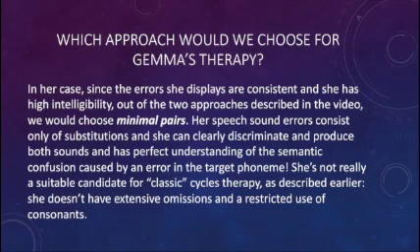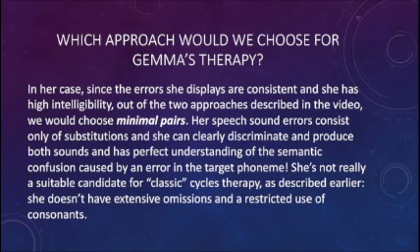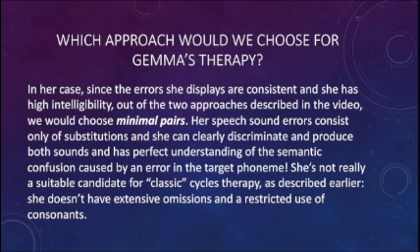So, which approach would we choose for Gemma's therapy? In her case, since the errors she displays are consistent and she has high intelligibility, out of the 2 approaches described in the video, we would choose minimal pairs. Her speech sound errors consist only of substitutions, and she can clearly discriminate and produce both sounds and has perfect understanding of the semantic confusion caused by an error in the target phoneme. She is not really a suitable candidate for classic cycles therapy. As described earlier, she doesn't have extensive omissions and a restricted use of consonants.